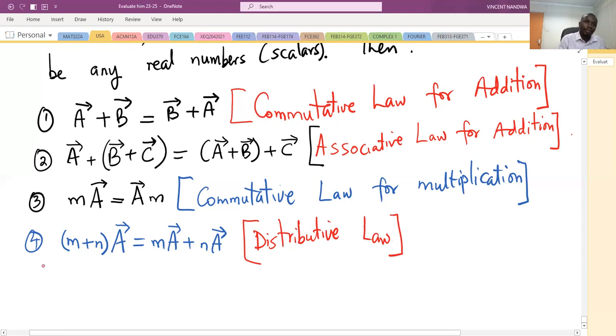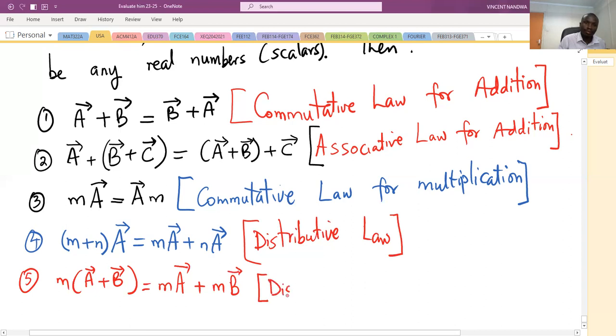And number 5, if I have m into (a plus b), I have ma plus mb. This is still the distributive law.